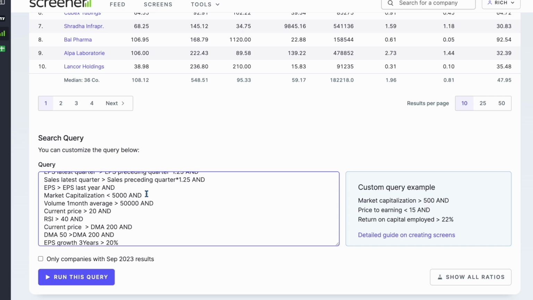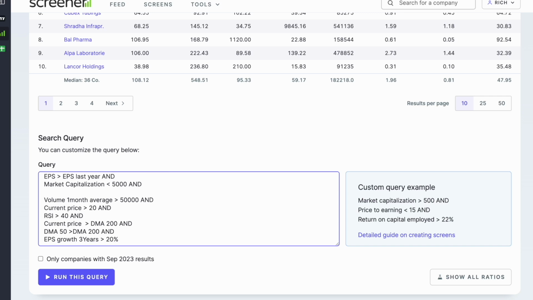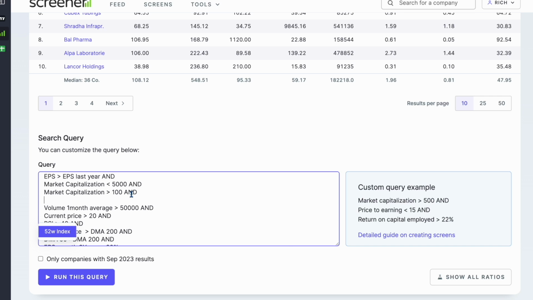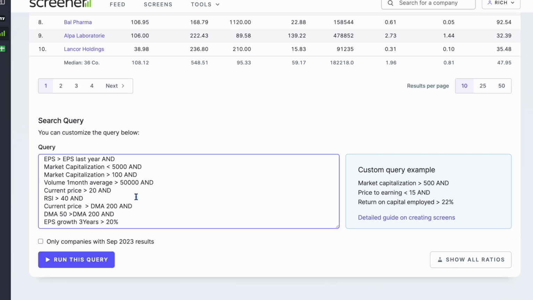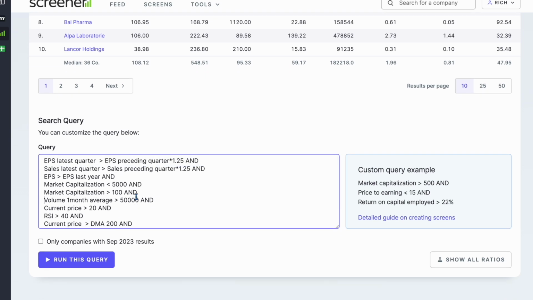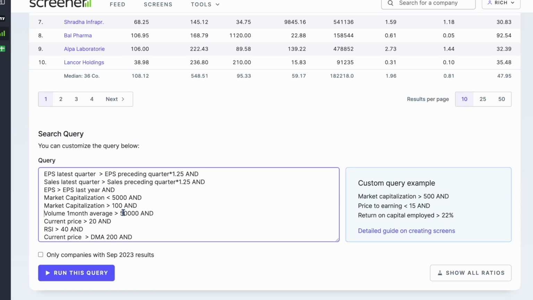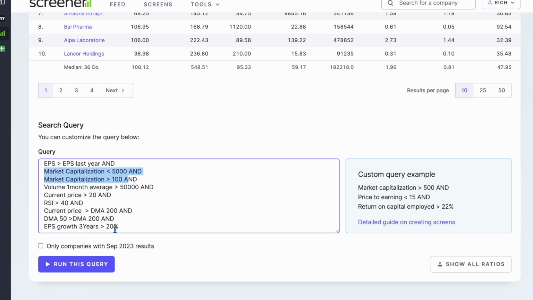So you go here and simply copy this, paste it over there, and put 100 over here. That's it. And type and, right? Once you have written it, your query is now done. Now through this, only the companies with market capitalization within this bracket will come to you. So let's try it out.